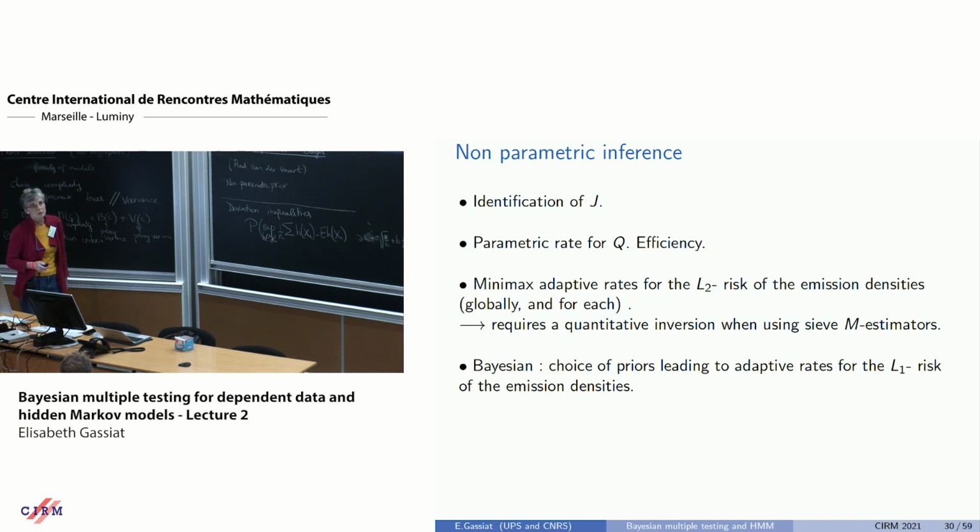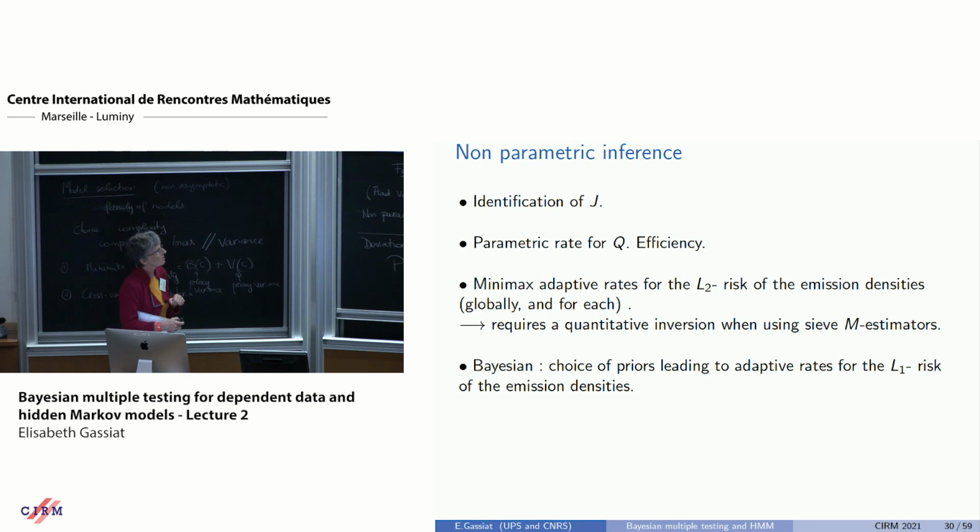With all the people I mentioned doing their photos at the first talk, we've been able to prove results about the L2 risk of the emission densities. It was possible to do it globally by such a method, and it is possible to have the adaptive rate individually for each emission density, but this requires a more precise selection for each emission density. And in the Bayesian world, the result is about the L1 risk.